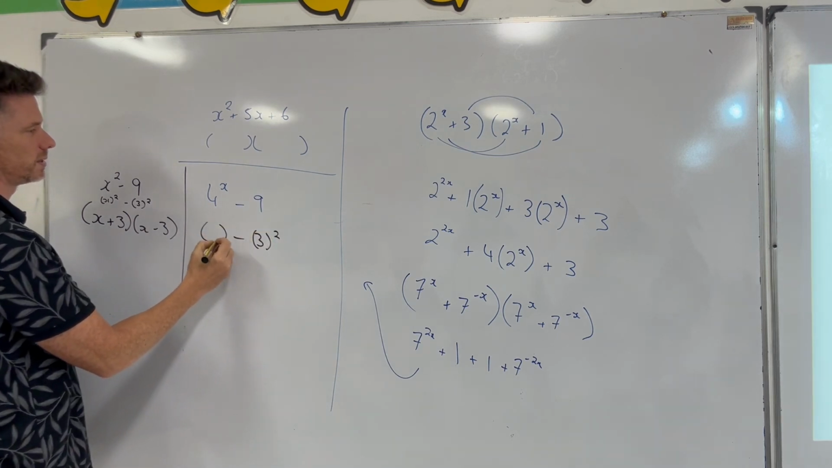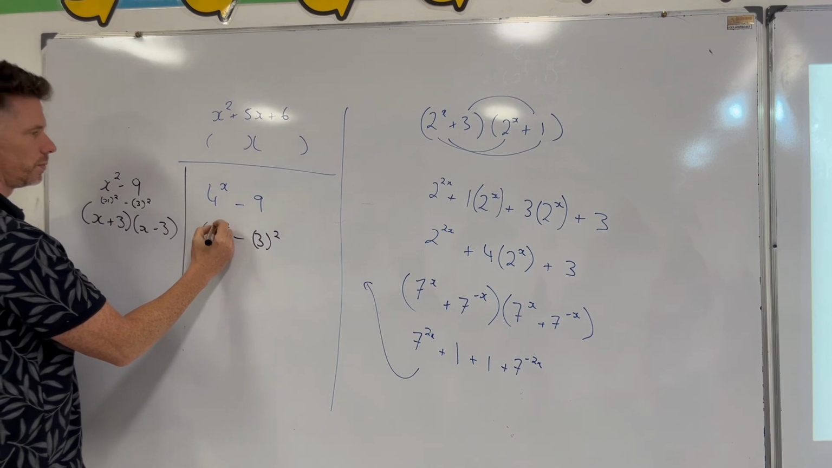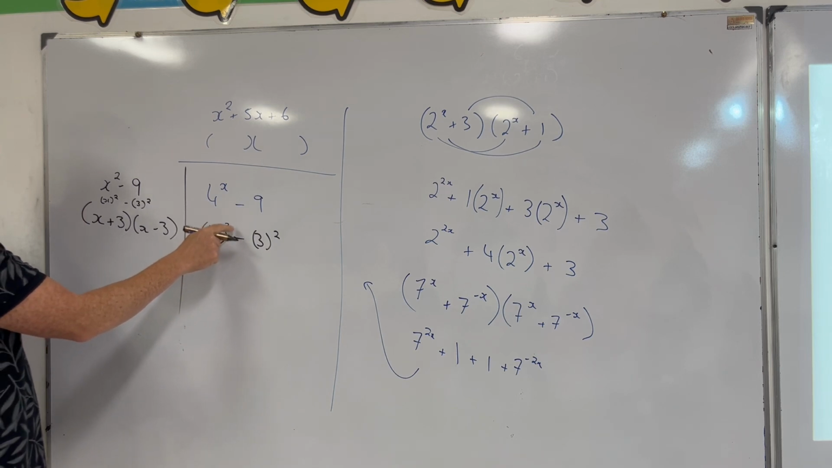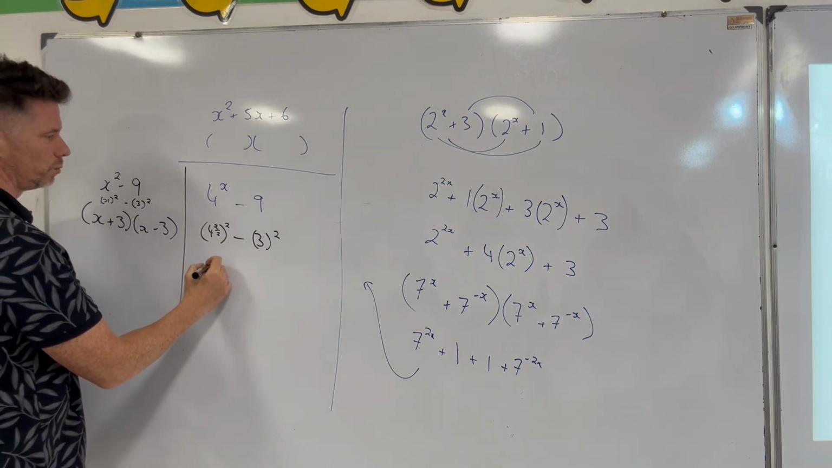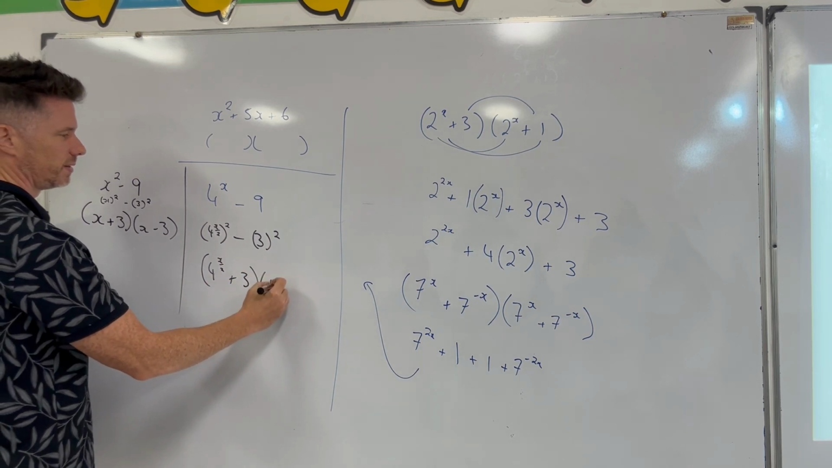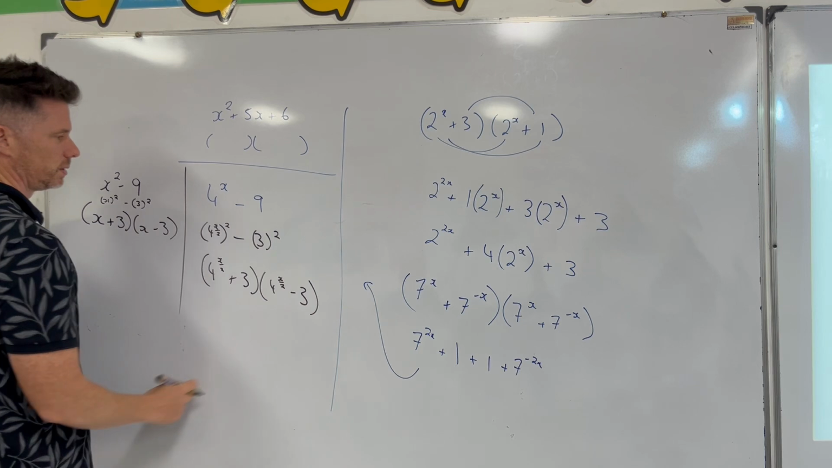And what is the thing that is squared here? Yeah, 4 to the half x. Would that make the above x over 2 squared? Yeah, I think it would, wouldn't it? Okay, so what do we put? 4 to the x over 2 plus 3 and 4 to the x over 2 minus 3.